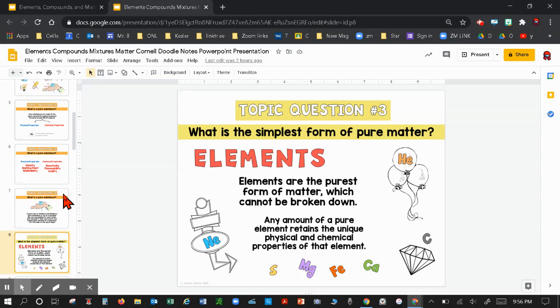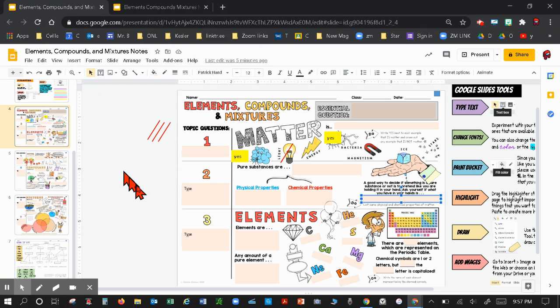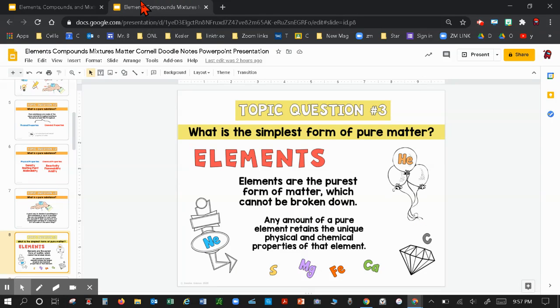Our next topic, topic number 3, is: what is the simplest form of pure matter? So go ahead and type that in your next box. What is the simplest form of pure matter? Now, what I alluded to earlier, as I shared, is that elements are the purest form of matter, which cannot be broken down. These are anything that we can see classified on the periodic table.